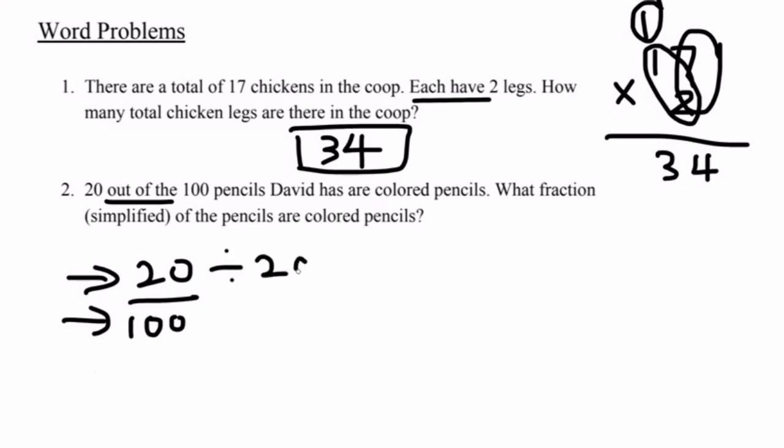20 divided by 20 equals 1, and 100 divided by 20 equals 5. Therefore, the simplified fraction of 20 over 100 is 1/5.